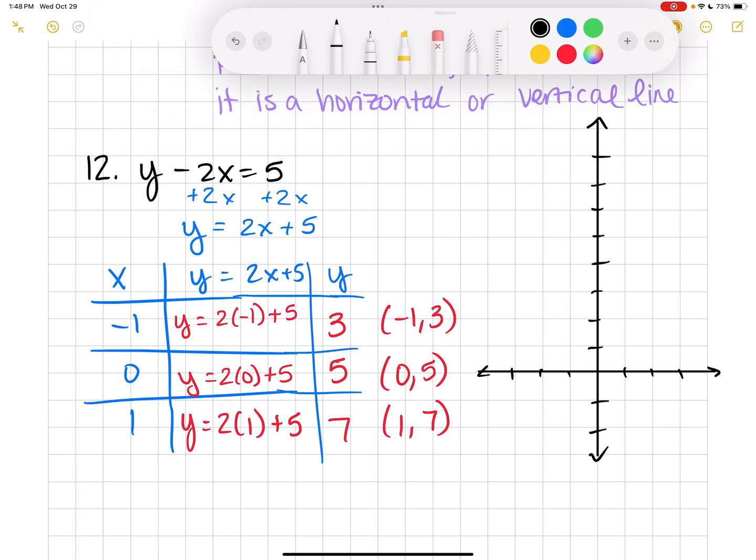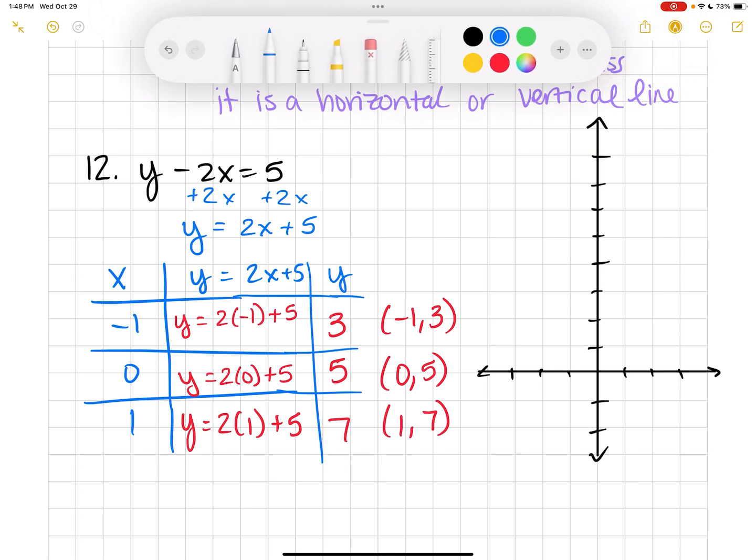All right, so the first point I'm going to plot is negative 1, 3. So I go left 1, up 3, and that's my first point. This next one is 0, 5, so I stay on the axis and I just go up 5. And then my last point is 1, 7, so I'm going to go right 1 and then up 7.